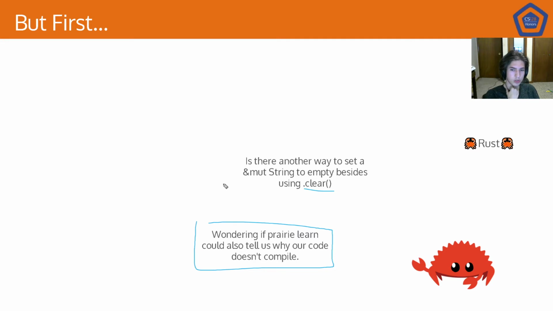Wondering if PrairieLearn could also tell us why our code doesn't compile. So the short answer for this is yes, we can. However, we really, really, really want to prefer you to work locally or on your VM, just because it's really going to be absolutely necessary when it comes to your final projects.